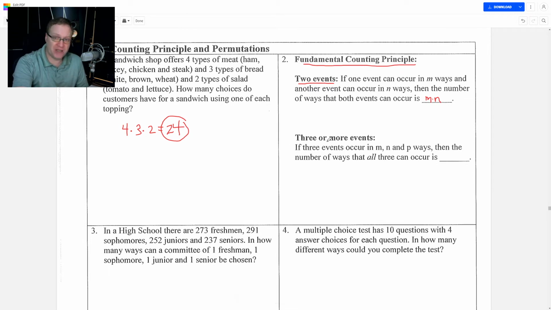And if we have 3 events, and the 3 events can occur in m, n, and p ways, then the number of ways that all 3 can occur is going to be m times n times p. That's what we just used right here. So we're going to use that today. We're going to use that over and over and over again.